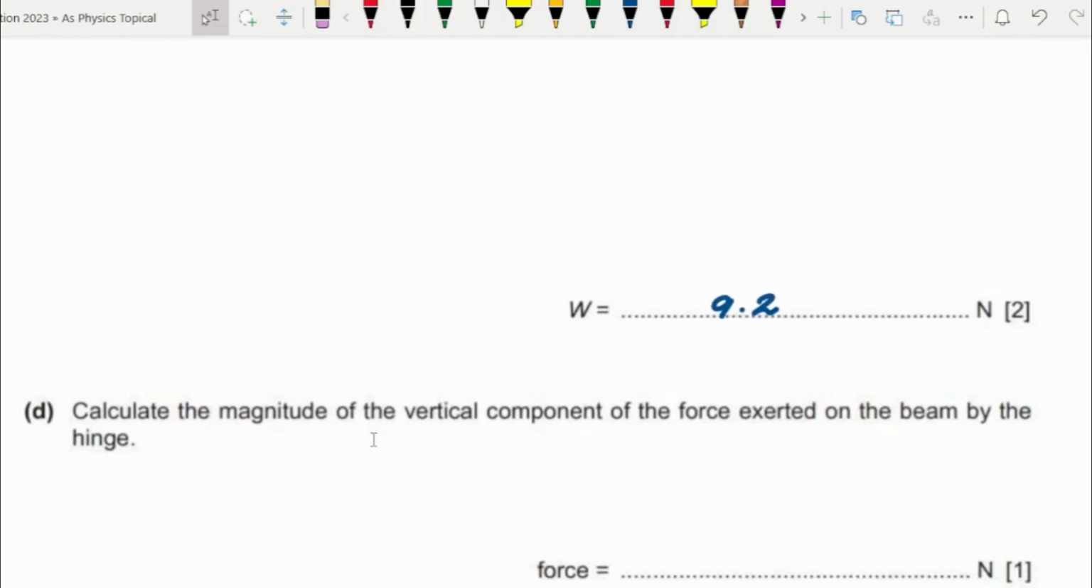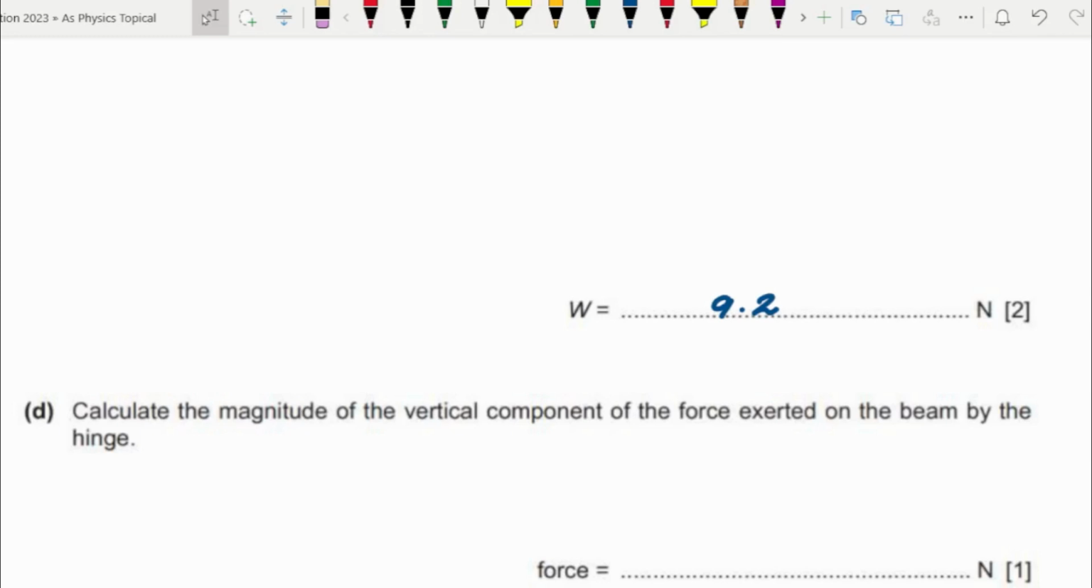Okay, then we have the next one. Calculate the magnitude of the vertical component of the force exerted on the beam by the hinge. Magnitude of the vertical component of force exerted on the beam by the hinge.